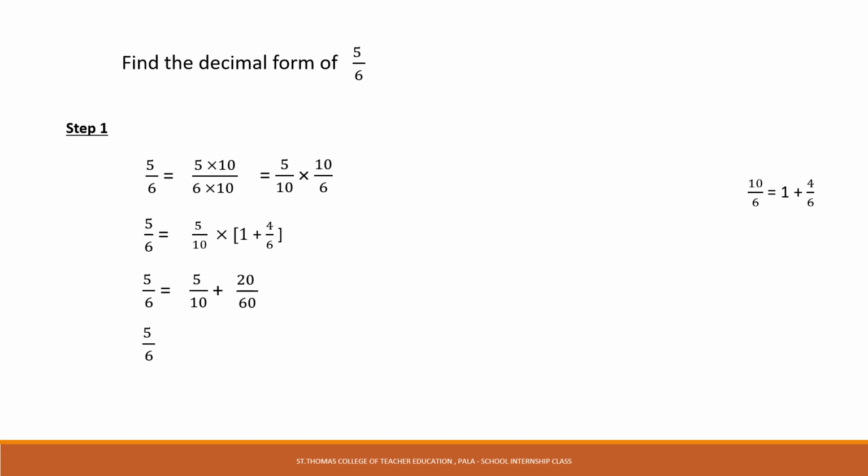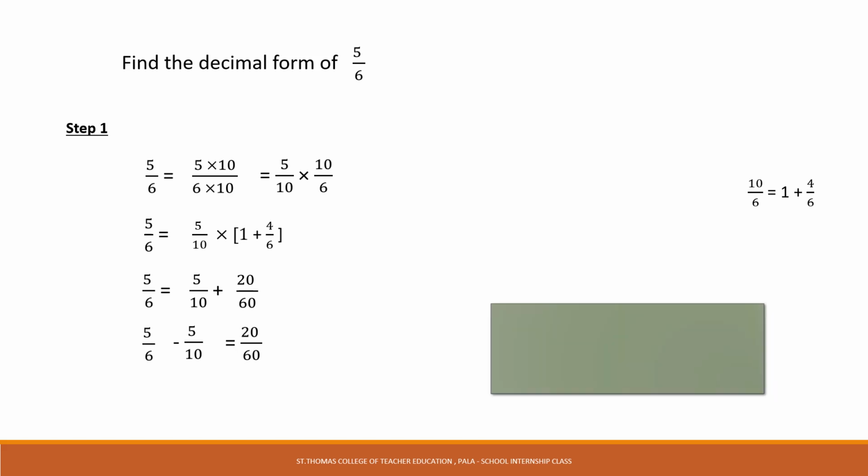Okay. And the next step is bringing 5 by 10 to LHS and rearranging. So after step 1, we get an equation as 5 by 6 minus 5 by 10 equal to 20 by 60. And we consider it as equation number 1. Now tell me the second step.